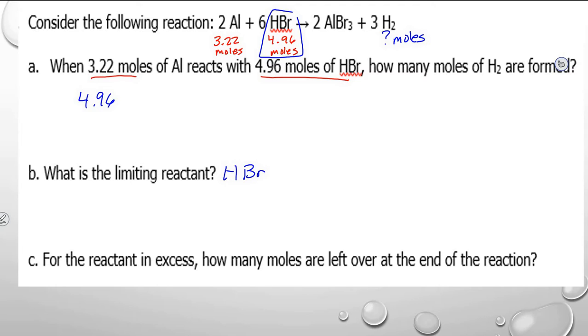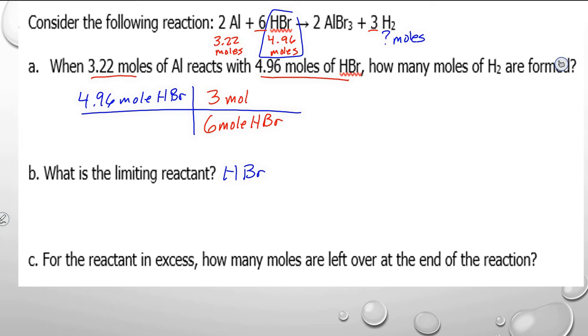online. We're starting with the limiting reagent, which we found out was HBr, so moles of HBr. And we're going to use the coefficients 6 and 3 to go from moles of HBr to moles of H2. I want to get rid of moles of HBr, so 6 moles of HBr go on the bottom. I want to get 2 moles of H2, so that goes on top. Moles of HBr go out. I take 4.96, times it by 3, divide by 6, which is basically just dividing it by 2. And we're going to get 2 point what?